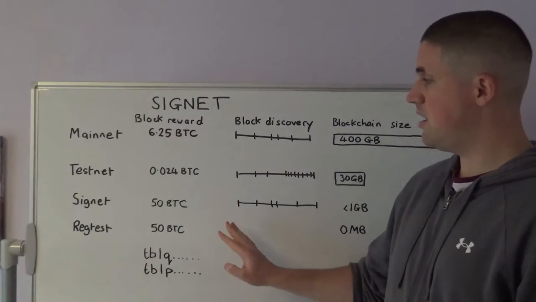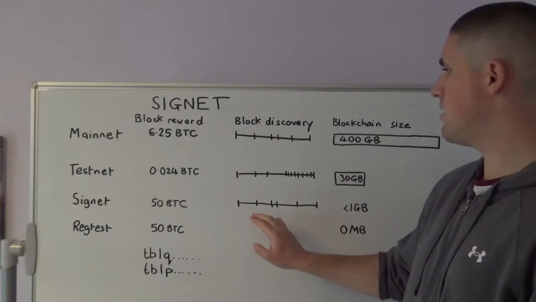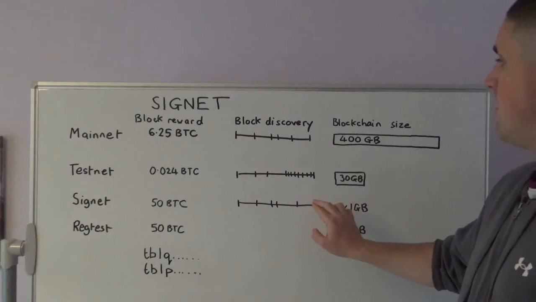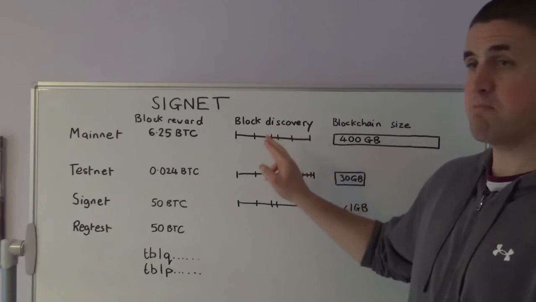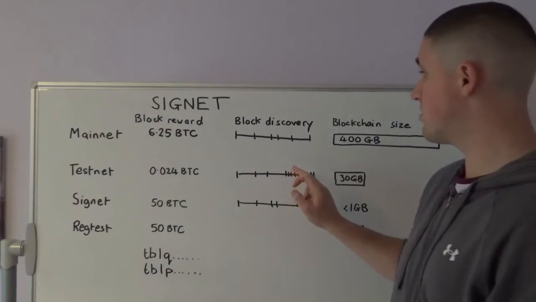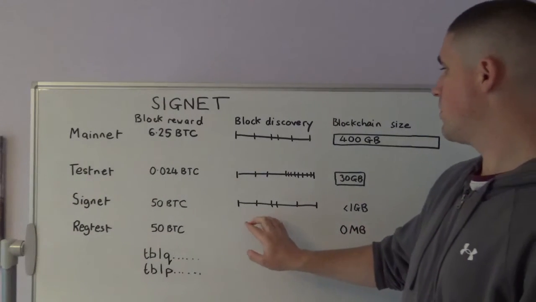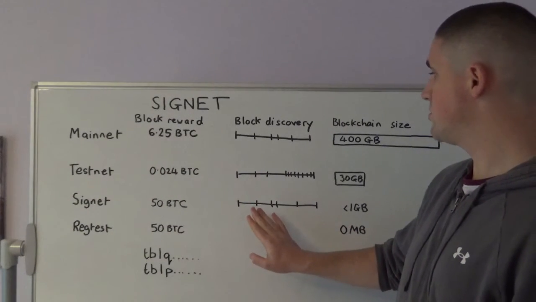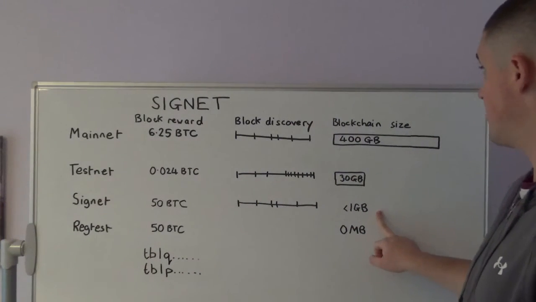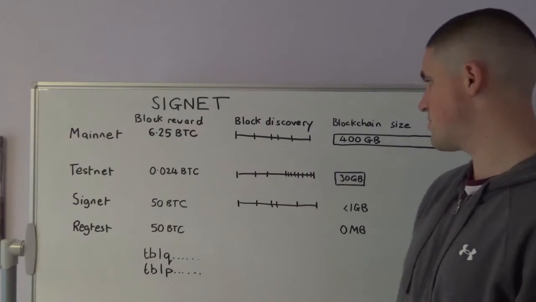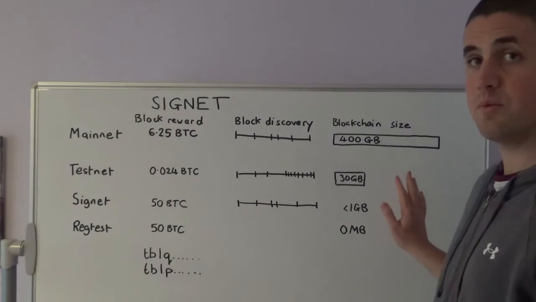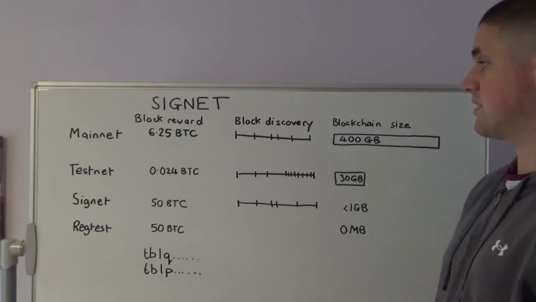Because there are block signers on signet, they ensure that block discovery replicates the block discovery on mainnet rather than the erratic nature of block discovery that we saw on testnet. So block discovery is similar to mainnet, and also the blockchain is tiny, much, much less than 1 gigabyte in size. So it doesn't take that long to do the initial blockchain download. So signet is great, and signet is what you should use if you want to be testing things on a public network.